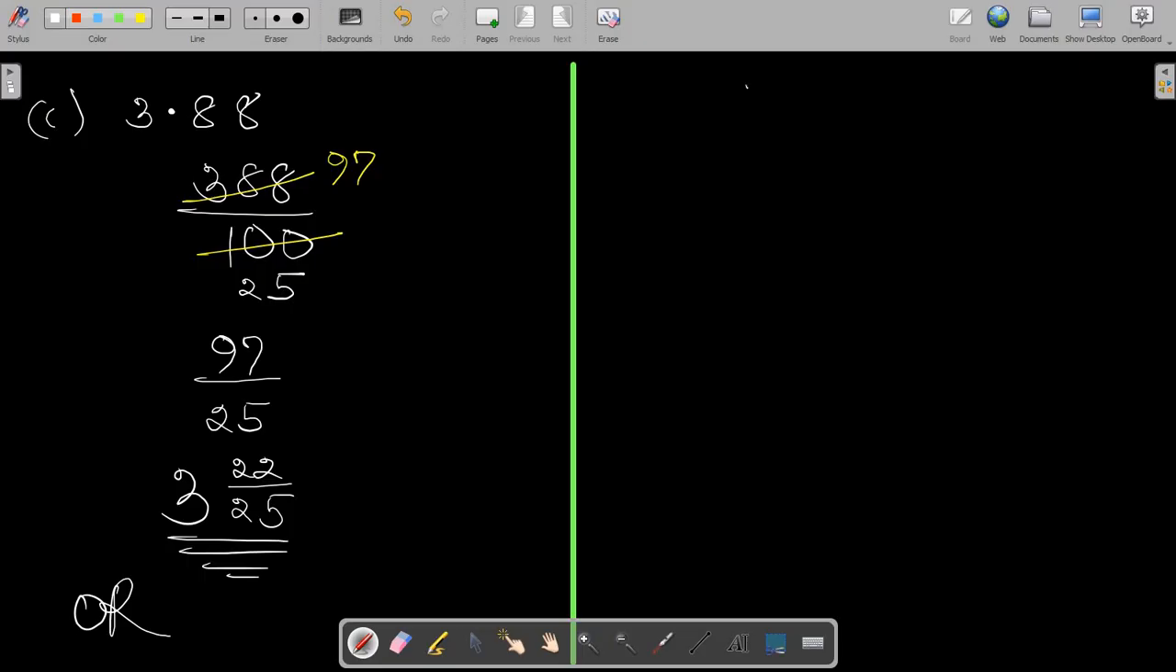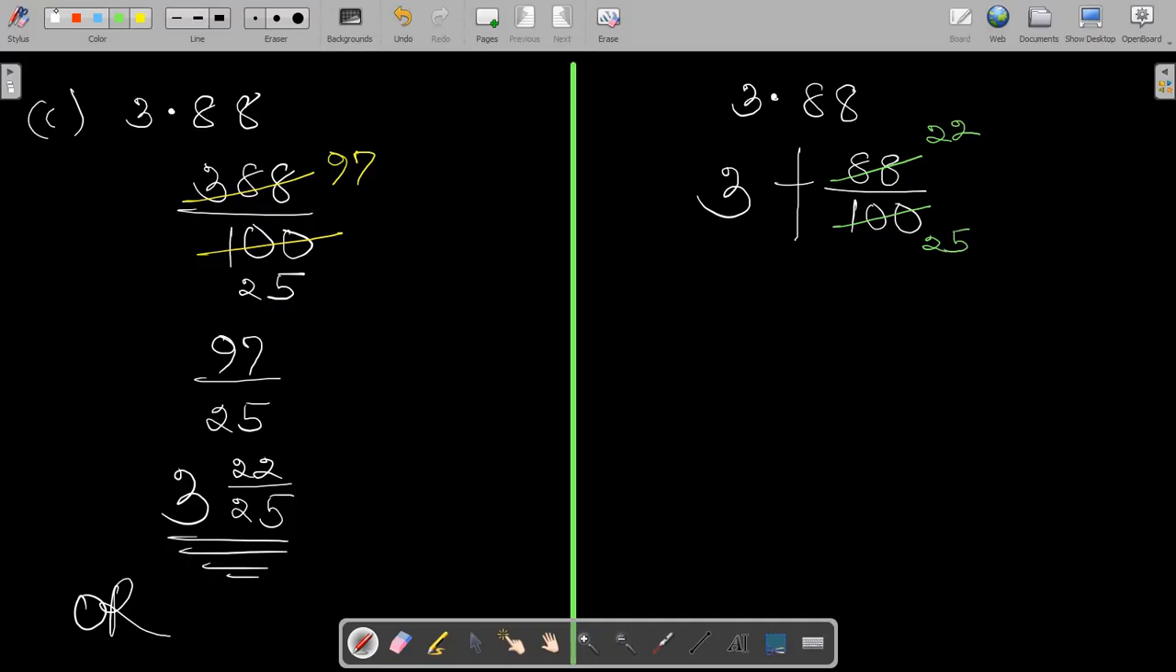So let's say we have 3.88. We can just write the 3 down, then plus 0.88, which simply means 88 divided by 100. Don't forget the decimal point represents 1, the 8 is 0, and the other 8 is 0. I notice that something can still divide. Let's say 4. 4 can divide 88, we have 22. 4 can divide 100, we have 25. So our result now becomes 3 plus 22 over 25.